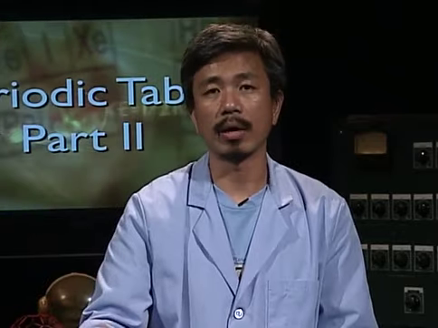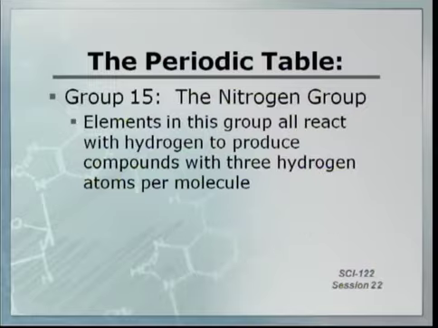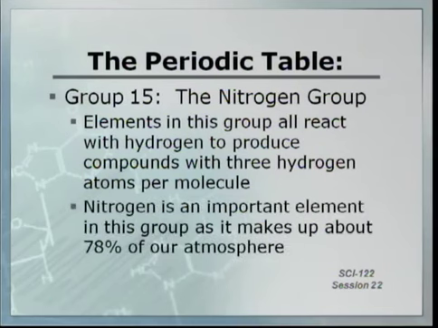But nitrogen, as it turns out, has this ability to combine with hydrogen to form this particular combination. Also, nitrogen is an important element in this group as it makes up about 78% of our atmosphere. So most of the gas that we find in the atmosphere is nitrogen, not so much oxygen. Oxygen only accounts for about 20%. Okay, so very important to see this.